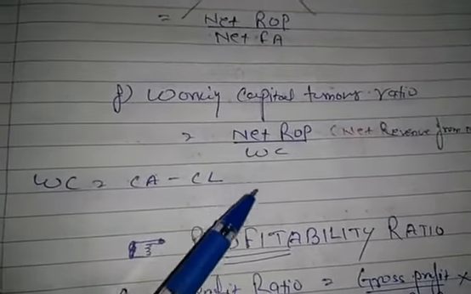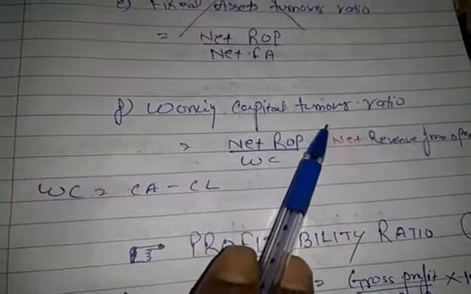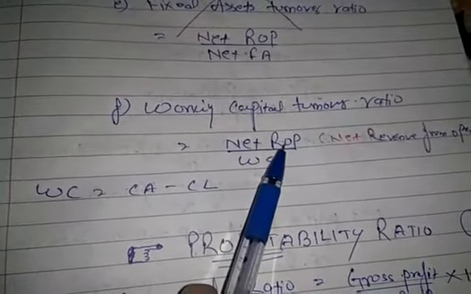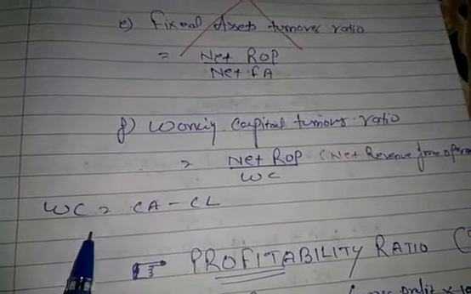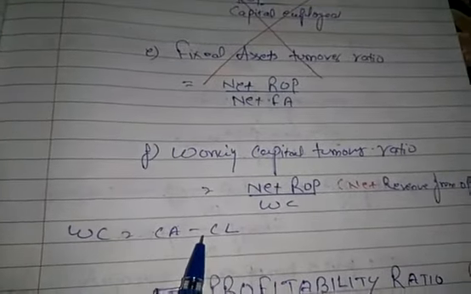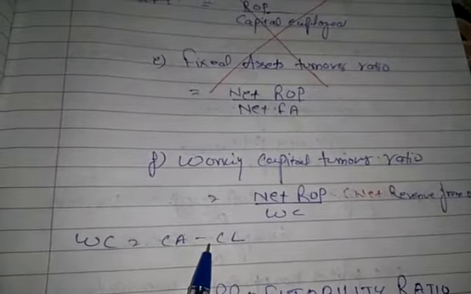Under the activity ratio, the last ratio is working capital turnover ratio. The formula is net ROP, that is net revenue from operation, divided by working capital. As we know, working capital is current asset minus current liability.